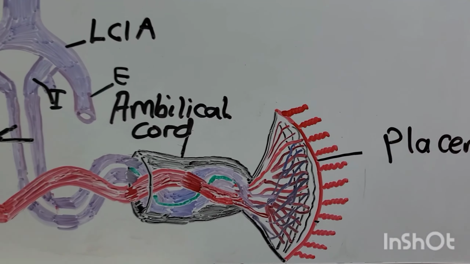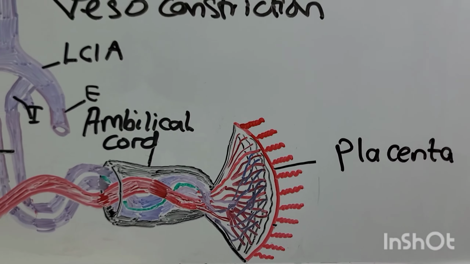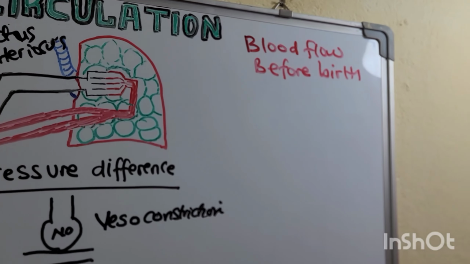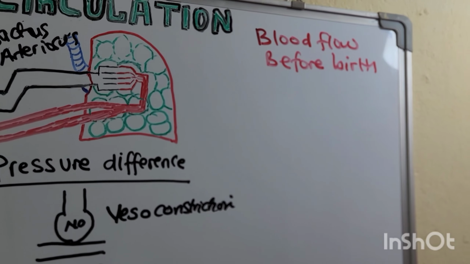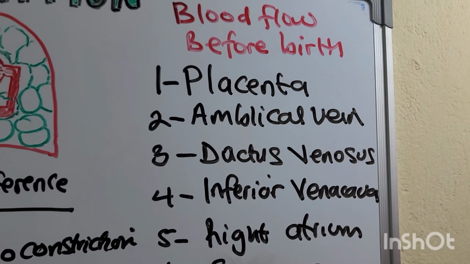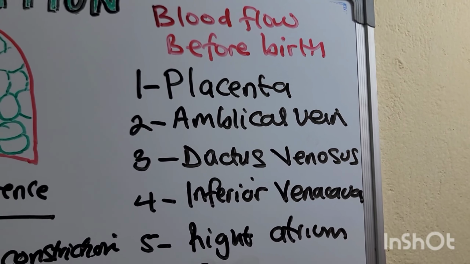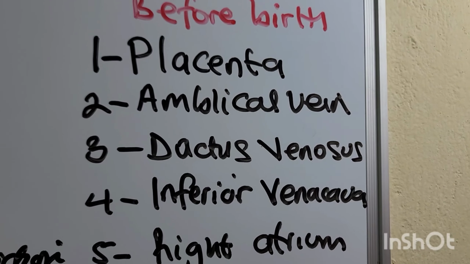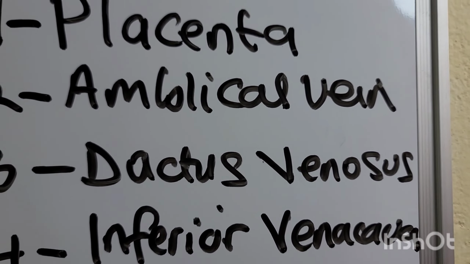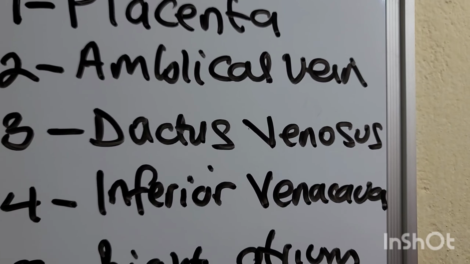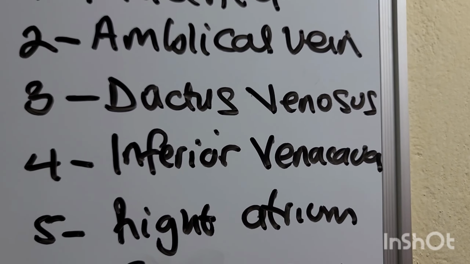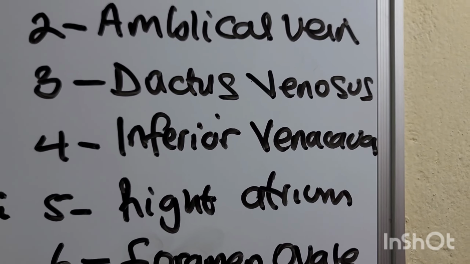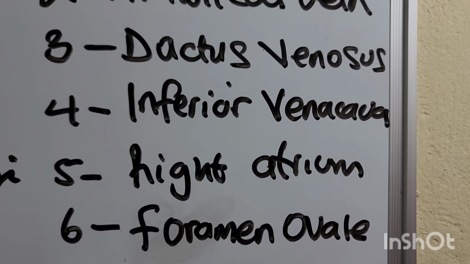Now that we have seen what happens in fetal circulation, let's go through the order of blood flow before birth. Looking at the blood flow before birth, blood starts from the placenta, and from the placenta it moves to the umbilical vein. From the umbilical vein it moves to the ductus venosus. From the ductus venosus it joins the inferior vena cava. From the inferior vena cava it drops into the right atrium.